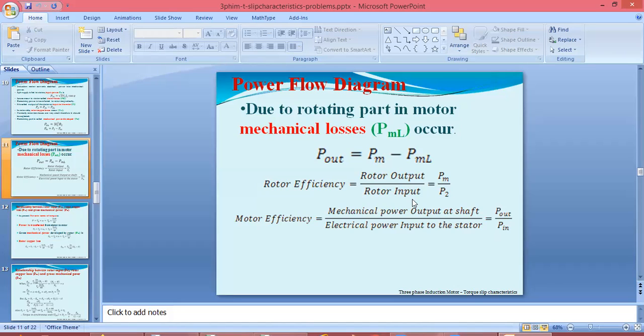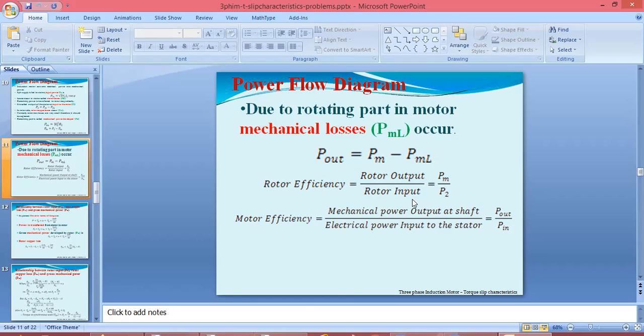Induction motor means what? The AC motor, which uses electrical energy and converts that energy into mechanical energy. We use the three-phase induction motor because these motors are widely used in industrial as well as commercial applications. Then we have seen the construction of the three-phase induction motor. We can give the power supply in star or delta connections.